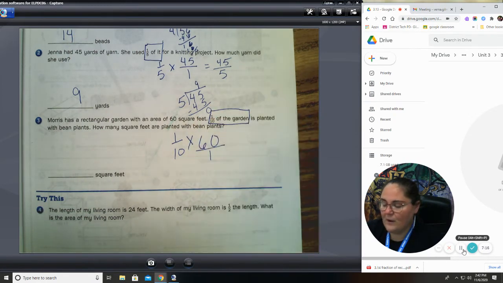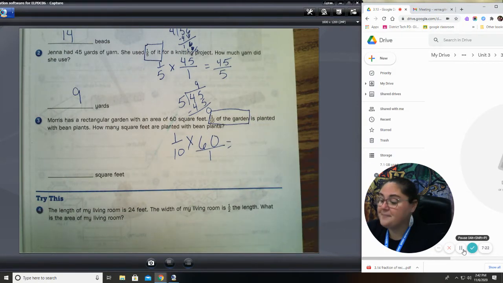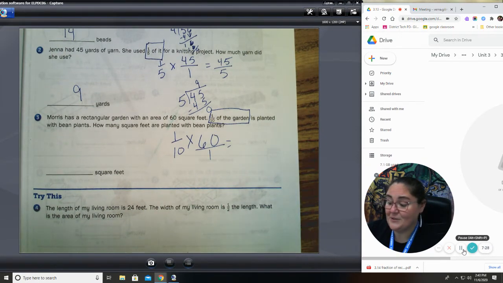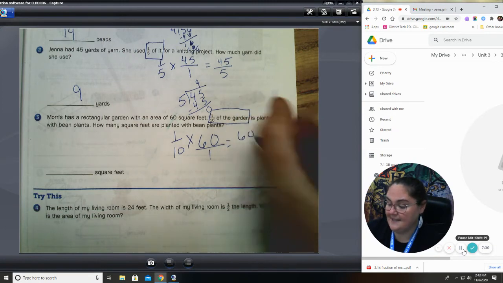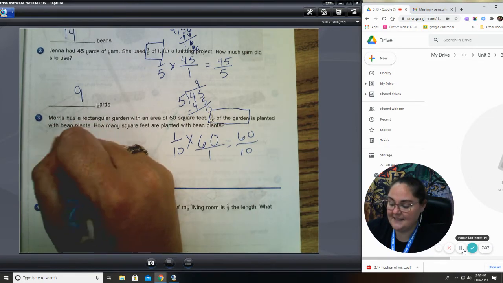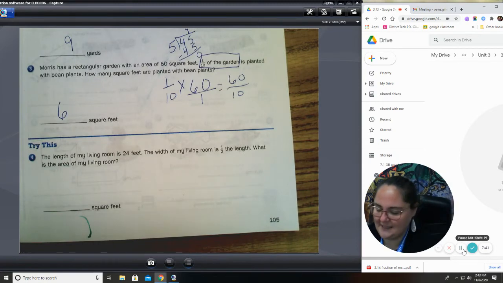Remember to make it over 1 because that's how you do fractions. Whole number over 1 equals the fraction. Great. Multiply, divide, tell me your answer. Go. The way you would do this is 1 times 60 is 60. 10 times 1 is 10, and then I'm going to divide. 60 divided by 10 is 6. There we go. All right, number 4, try this.